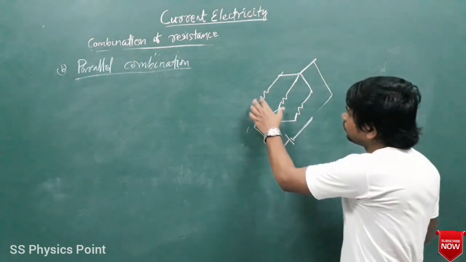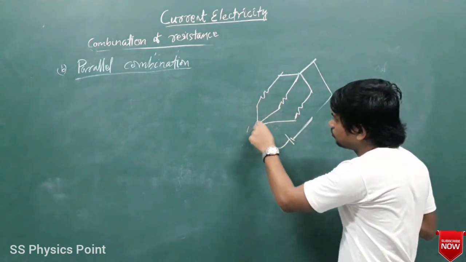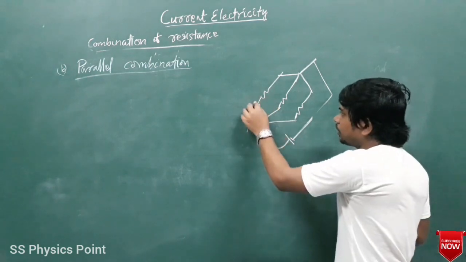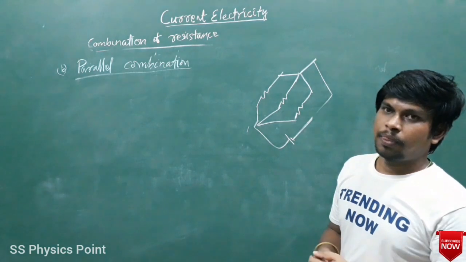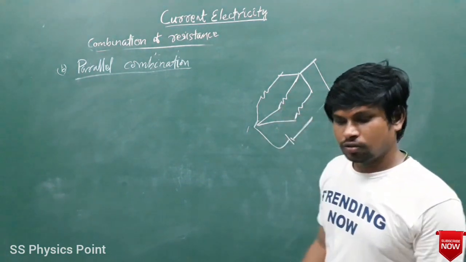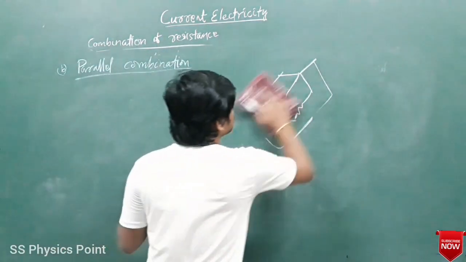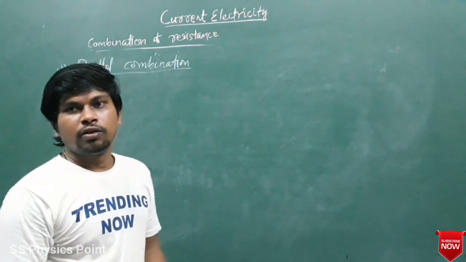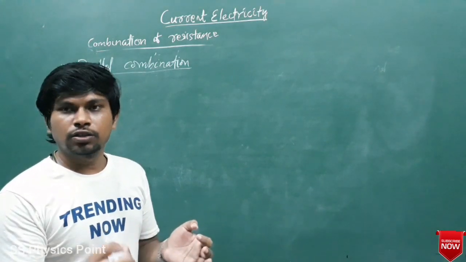If one end of all the resistors are connected to a common point. सब रेजिस्टर का एक ही एंड एक कॉमन पॉइंट में लगा हुआ है, किसका? एक बैटरी का. Then that is said to be which combination? Parallel combination. Because in resistor you can't distinguish which is positive terminal and which is negative terminal. The end which is connected to the positive terminal, that it can be treated as the positive end.